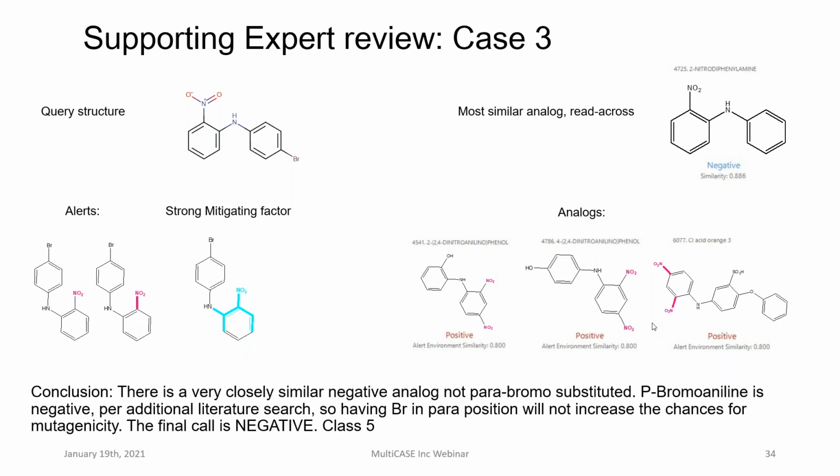What will happen if we put a bromine in para position to the amino group? Because this potentially could be another reason for mutagenicity. Para-bromoaniline is negative per experimental data. So having an extra bromine here compared to our analog should not make this amino group mutagenic. Final call: it is negative, class 5. And so it happens that in reality, it is Ames negative.